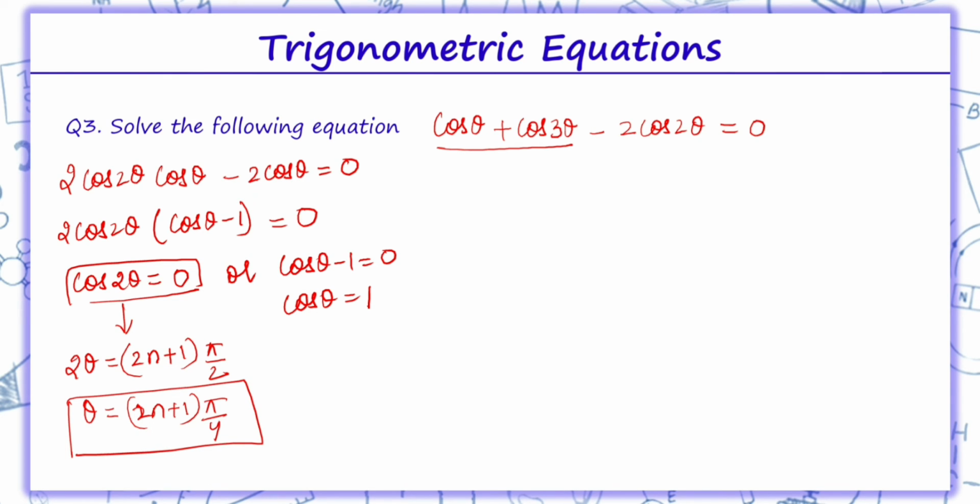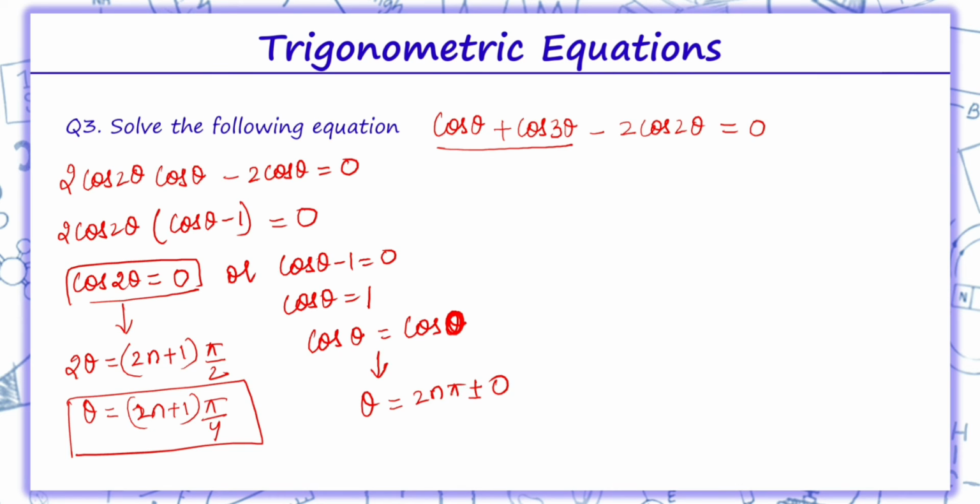Now when cos theta minus 1 is equal to 0, cos theta is 1. As we know, cos 0 gives 1, so this is cos 0. So here the value of theta will come to be, as we know, 2n pi plus minus alpha. So it is 2n pi plus minus 0.